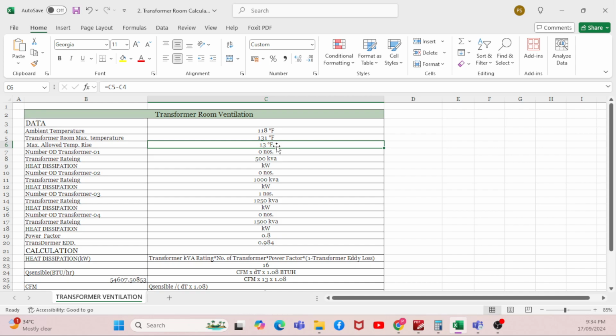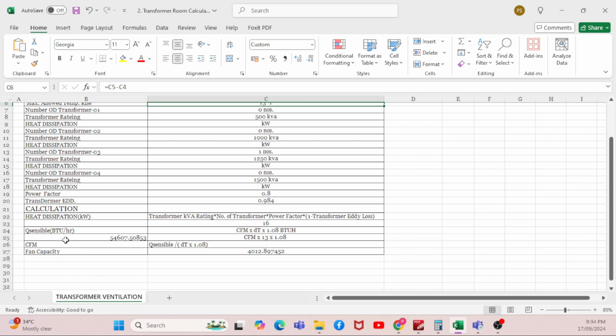But we said we need 7 degrees only though, right? That is the acceptable value. Yeah, 7 degrees is the delta K in Kelvin. But we are using the equation in imperial, right? For example, BTU per hour equals CFM multiplied by delta T.